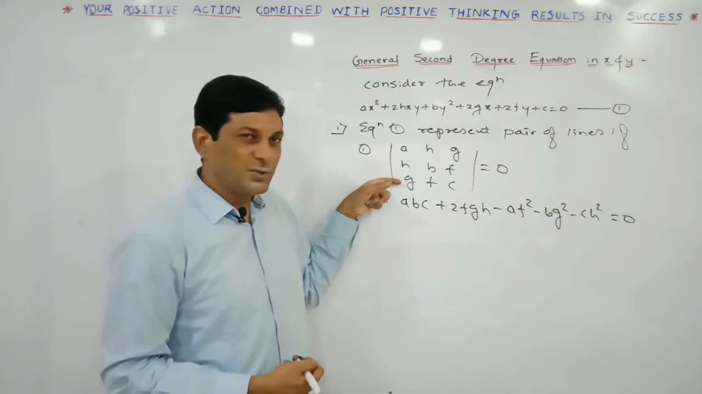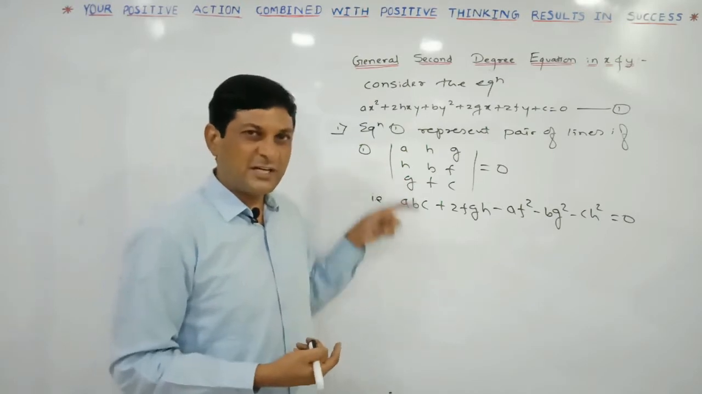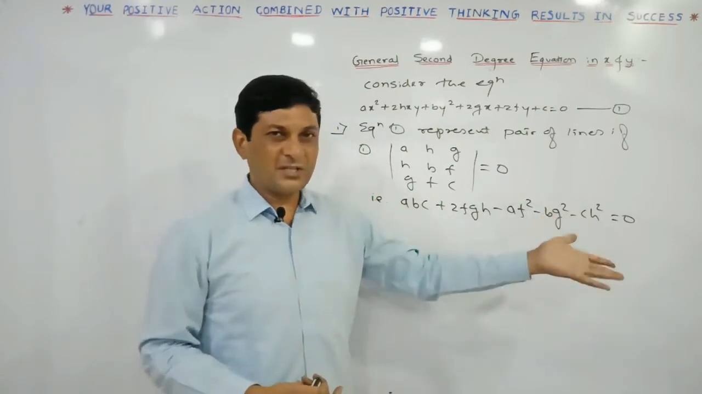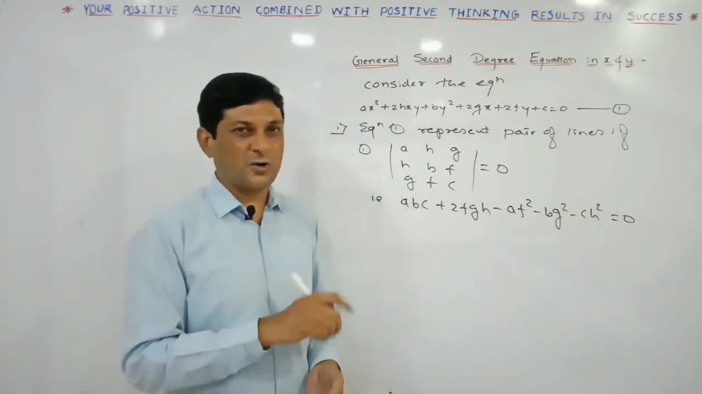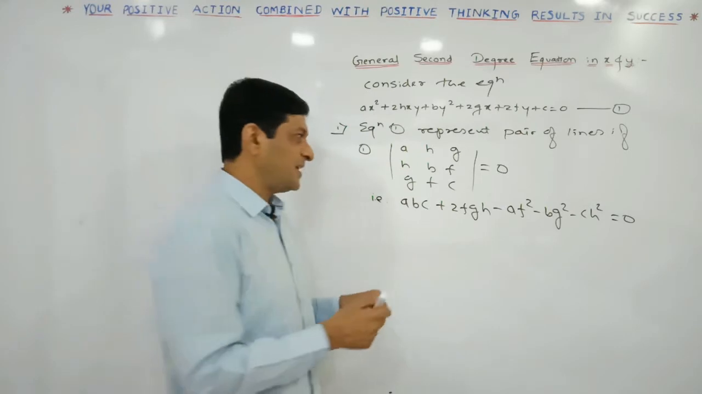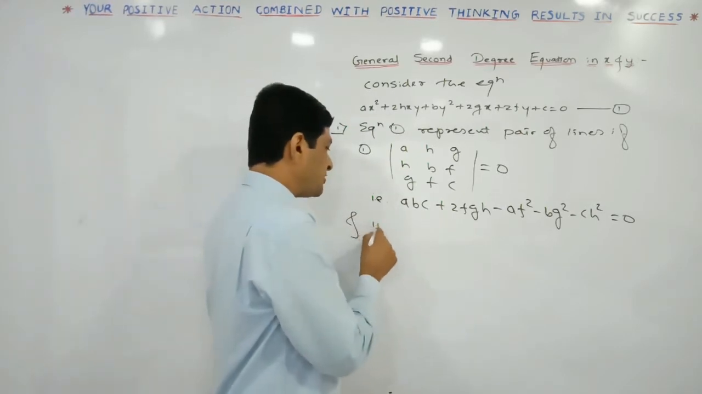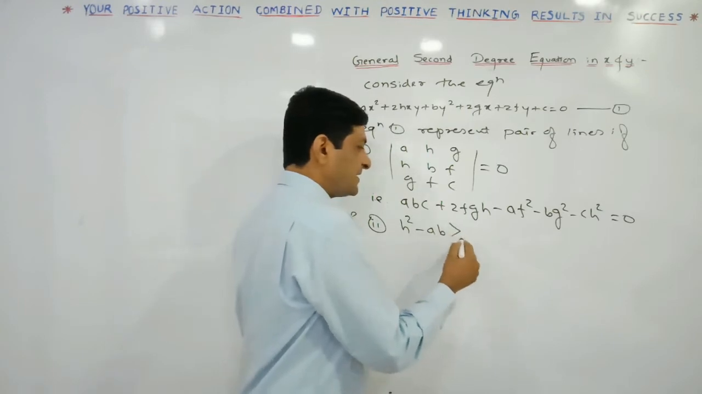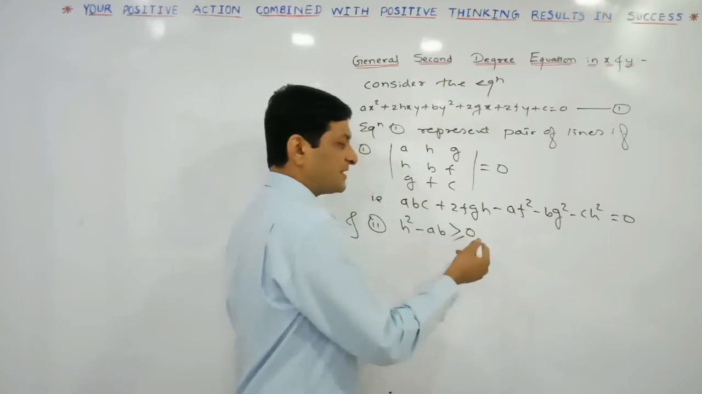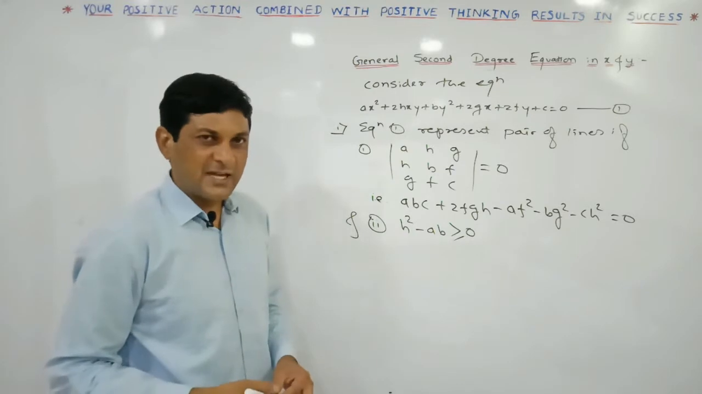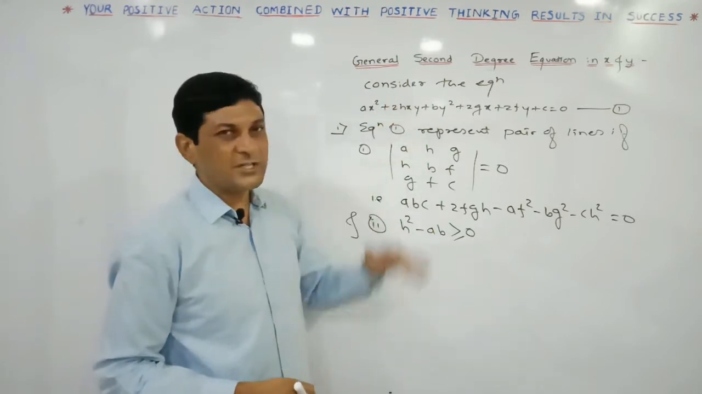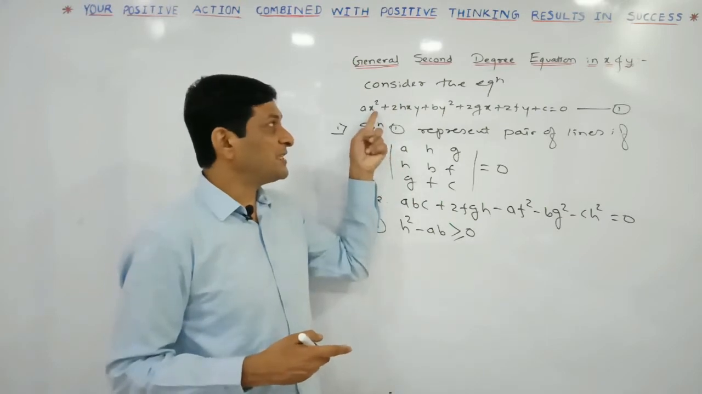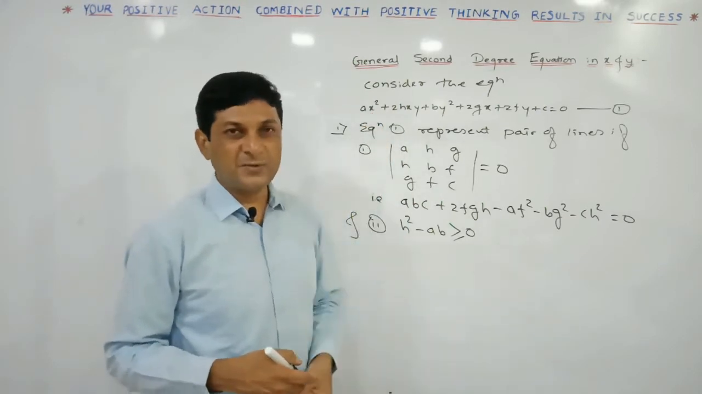Either you are able to use this method of determinant, or simply substitute the values in the left hand side of this expression and check that you are getting the right hand side, means 0, or not. If this condition is satisfied, and the second condition, that the value of h square minus ab is either greater than 0 or greater than or equal to 0, at that time we can say that the general equation represents a pair of straight lines.